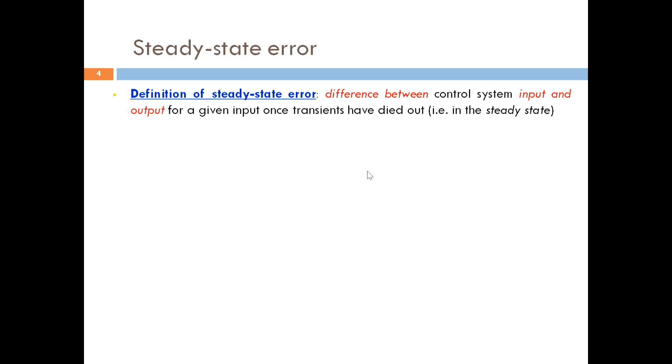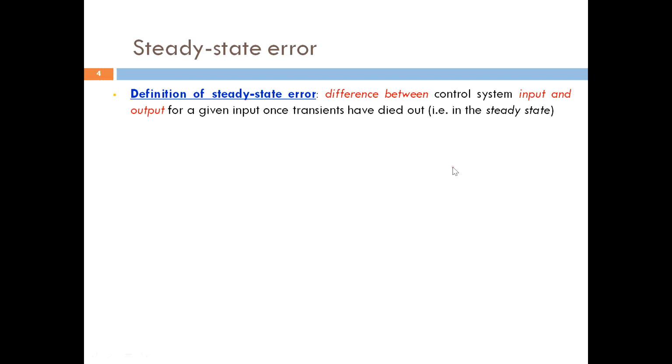If you recall from a system response, we know that the response of a system is comprised of two components. There is the transient component, and then there's also the steady state component. So we measure the steady state error after the transient phase of the system response, that is in the steady state.